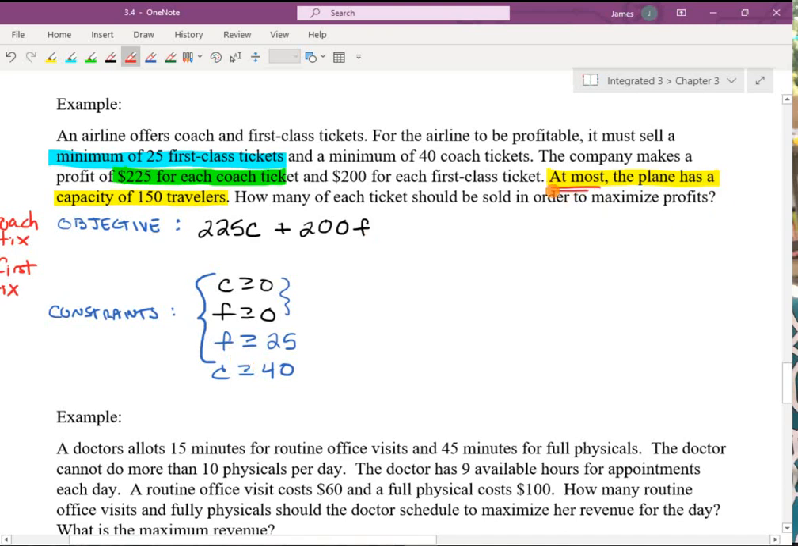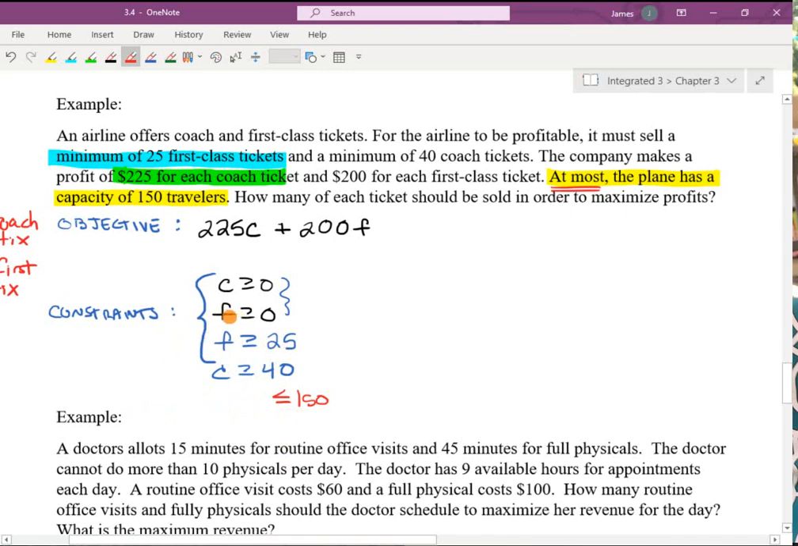It says at most. So when I say at most, can I have more than that? It's going to have to be a less than or equal to, right? Less than or equal to what? 150. That's my capacity. So now what do I put over here? What are my algebraic terms over here?